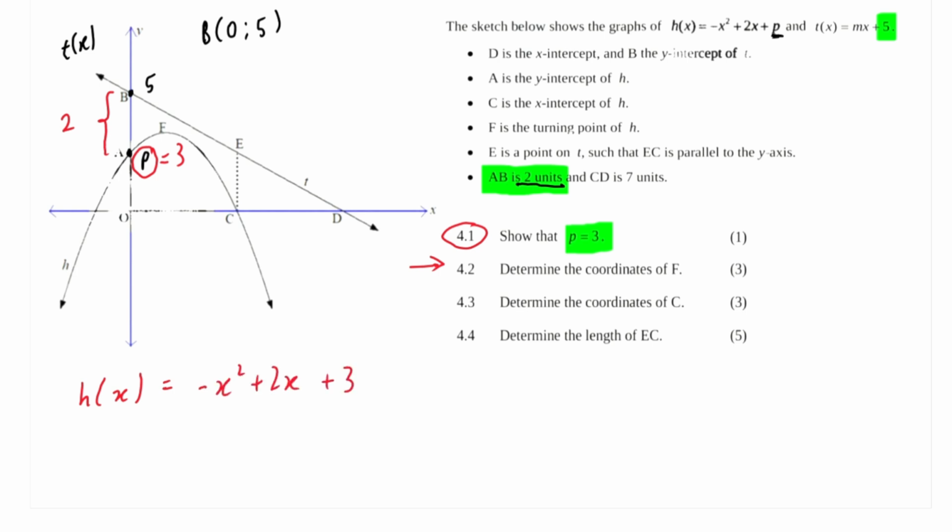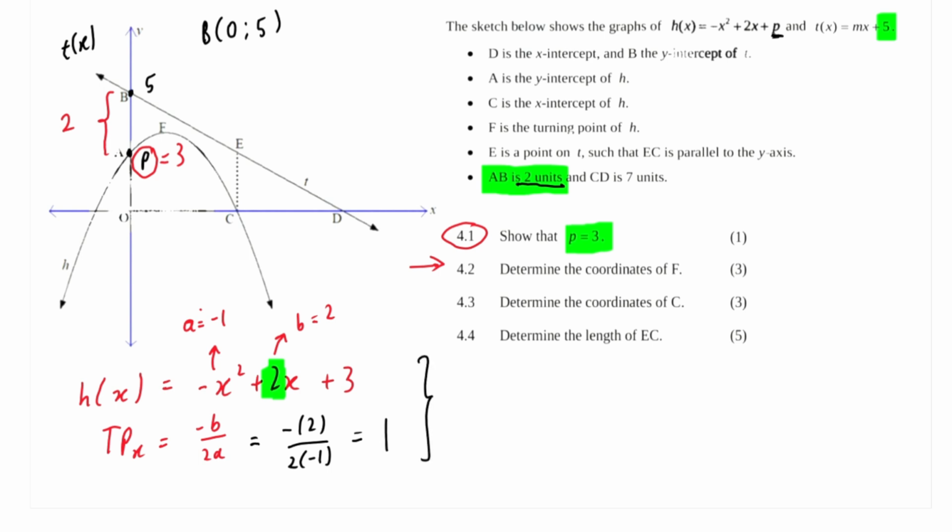Now in order to find the turning point, we are going to use the formula. Turning point x is minus b over 2a. In this equation, a is the coefficient of x squared, which is minus 1. So a is minus 1. b is the coefficient of x, which is 2. Excellent. So minus b over 2a becomes minus 2 over 2 times minus 1. If we plug this in our calculator, we get turning point x value is 1.